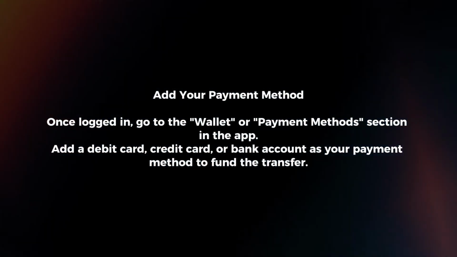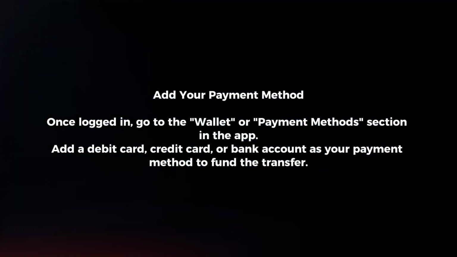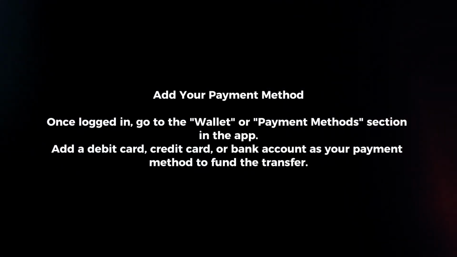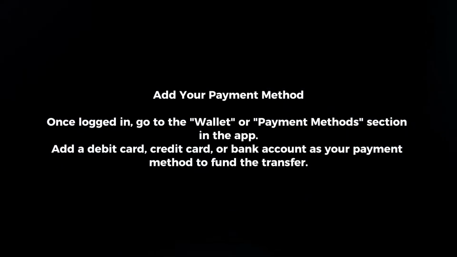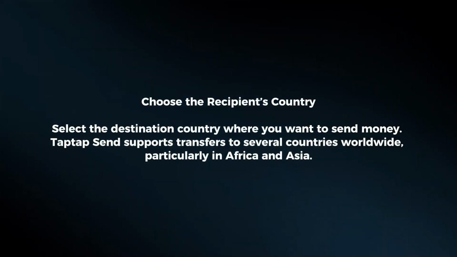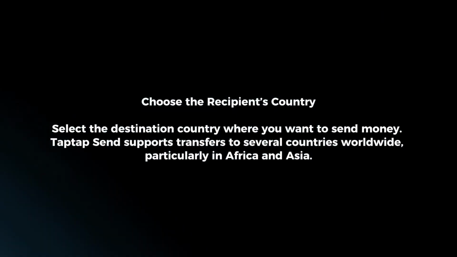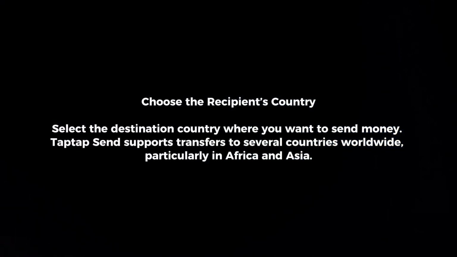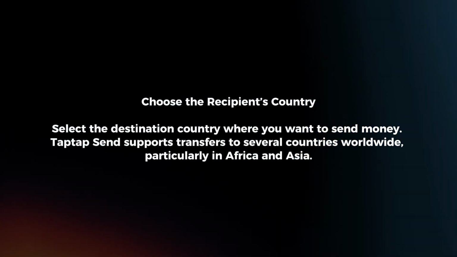Add your payment method. Once logged in, go to the Wallet or Payment Method section in the app. Add a debit card, credit card, or bank account as your payment method to fund the transfer. Choose the recipient's country. Select the destination country where you want to send money. Taptap Send supports transfers to several countries worldwide, particularly in Africa and Asia.